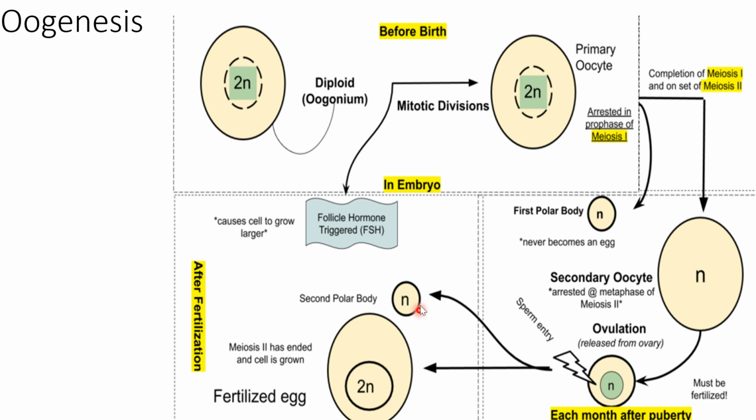Now, there are these polar bodies that get formed through meiosis, because remember, with meiosis in a female you're going to end up with one active cell and 3 polar bodies. So we've got some polar bodies floating around here. These never are going to become an egg. They're just going to get resorbed back into the female. They're not really going to do anything.